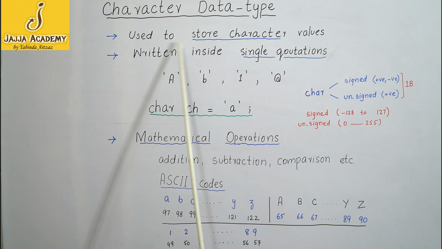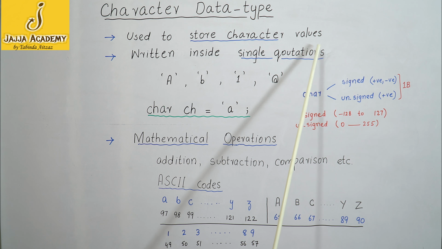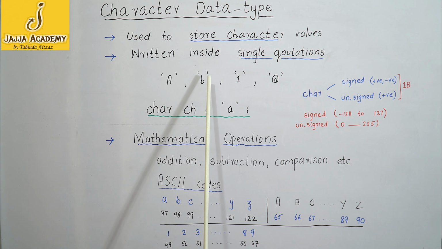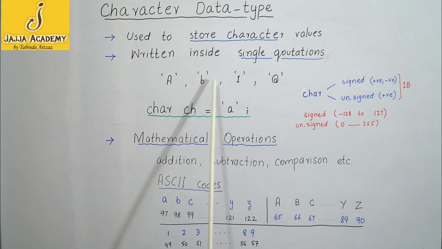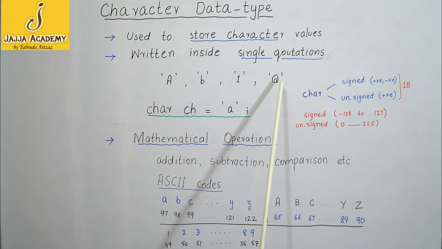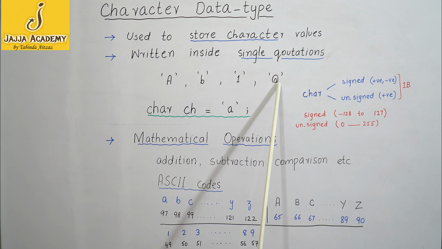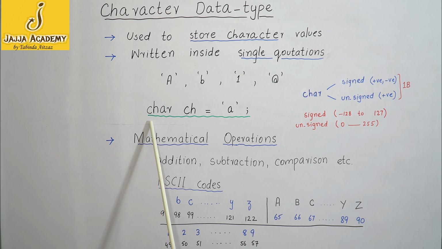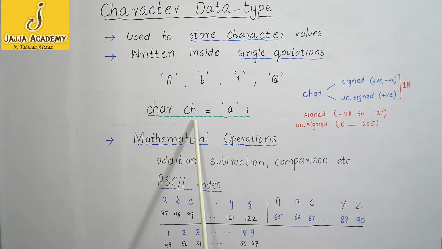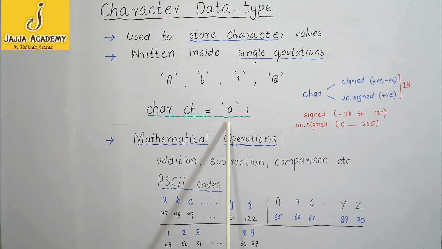The character data type is used to store character values, and character values are written inside single quotation marks. For example, capital A inside single quotation marks, small b inside single quotation marks, 1 and this special symbol. All these are characters because they are written inside single quotation marks. The proper syntax of declaring a character variable is char. This keyword is used to represent the character data type. Then comes the name of the variable, the character variable ch, and it holds the value small a.